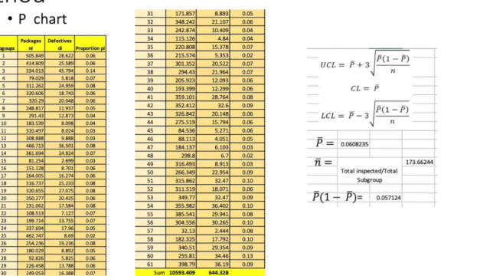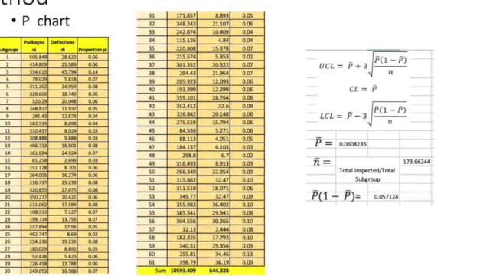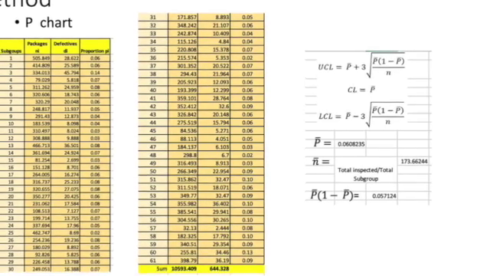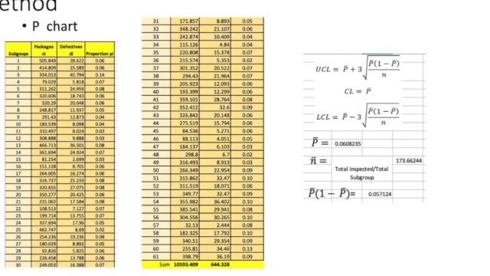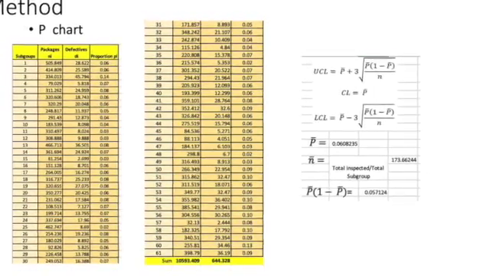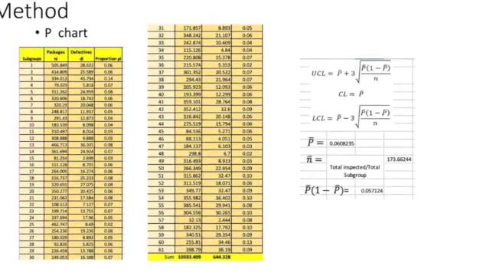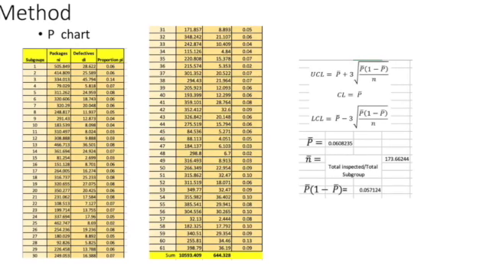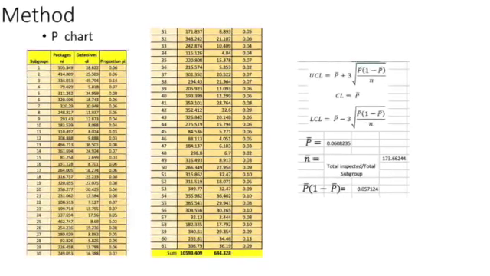To make this graph, we used 61 subgroups that were taken on different days. We elaborated a table to place the number of defects and the percentage to which it is equivalent with respect to the total production of that day. In order to make the graph, we first obtained the data of P, n, and P times 1 minus P. After that, we obtained the different control limits using the formulas that are presented on the screen.